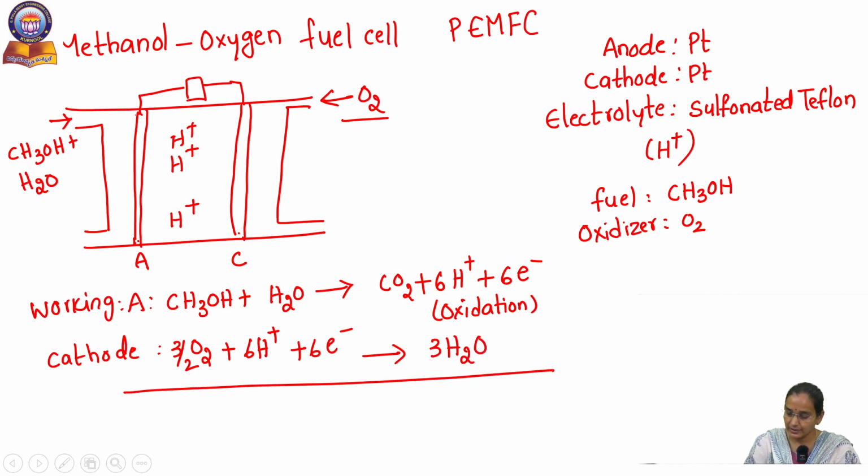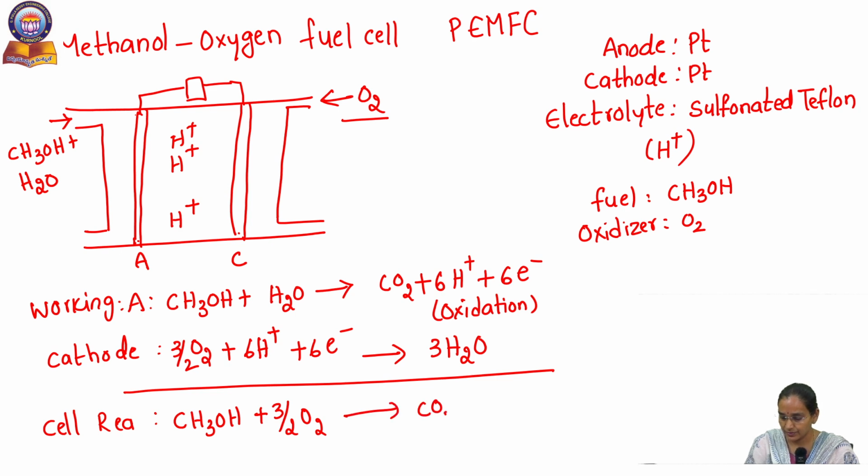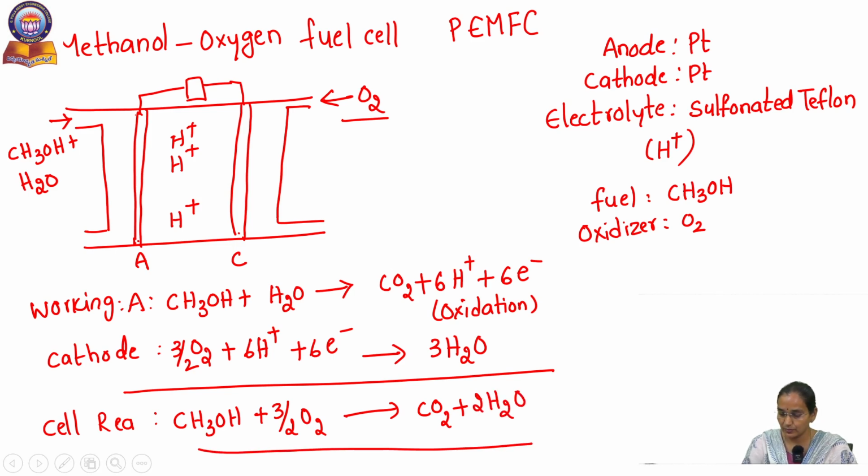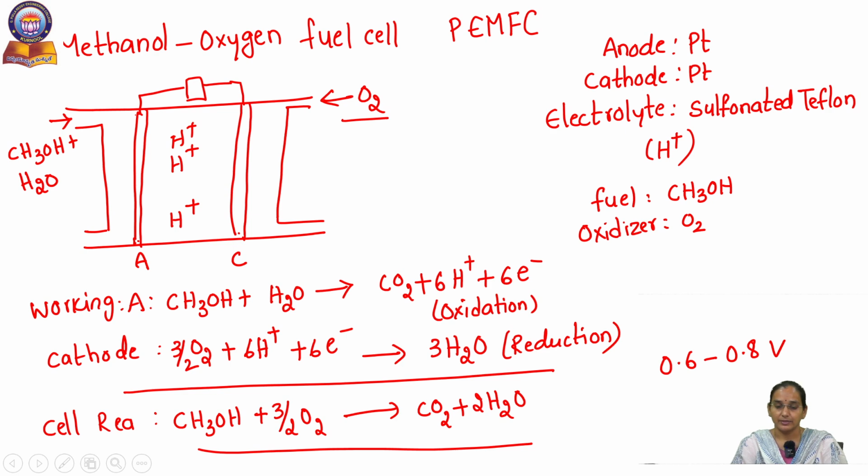Coming to the overall cell reaction, methanol and oxygen give rise to carbon dioxide and water molecules. This is the overall cell reaction. This is reduction, and the EMF of the cell is around 0.6 to 0.8 volts.